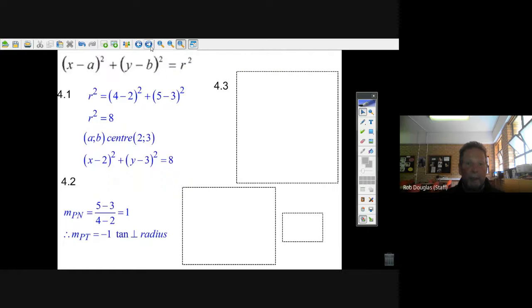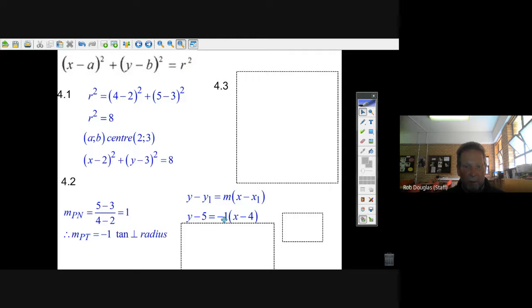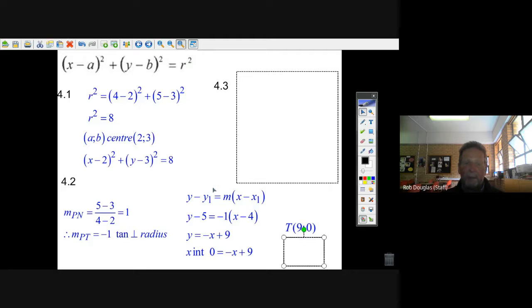Now, if we take that gradient of minus 1 and put it into the point-gradient formula, with the point P, which is (4, 5), we've got the equation of the line: y equals minus 1 times (x minus 4), plus 5, which is minus x plus 9. If we want to find T, that's the x-intercept. All we do is let y equal 0. So minus x plus 9 equals 0, x must be 9. So (9, 0) are the coordinates of T.